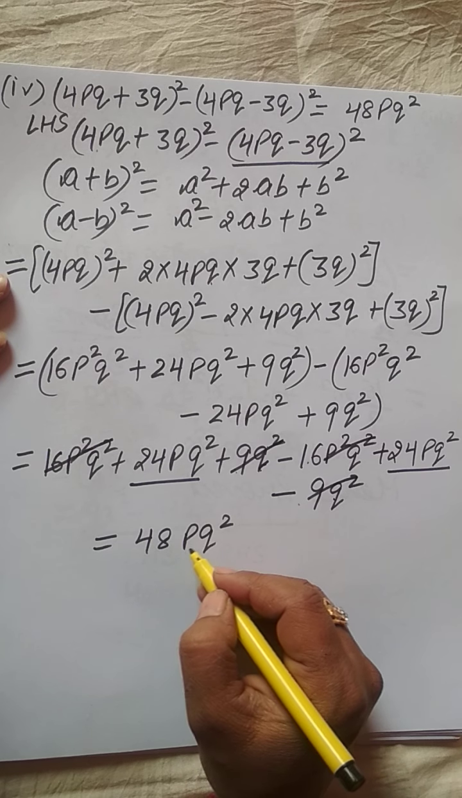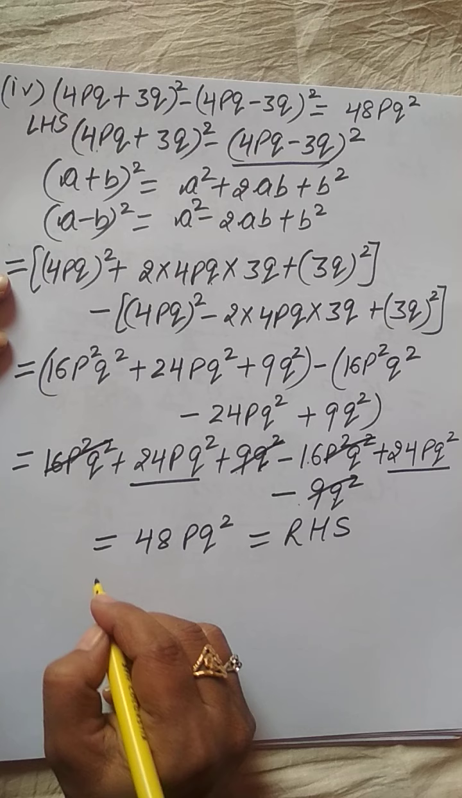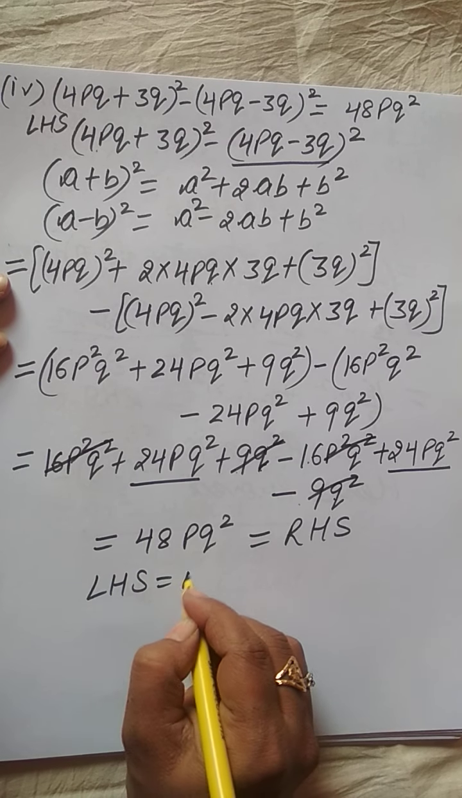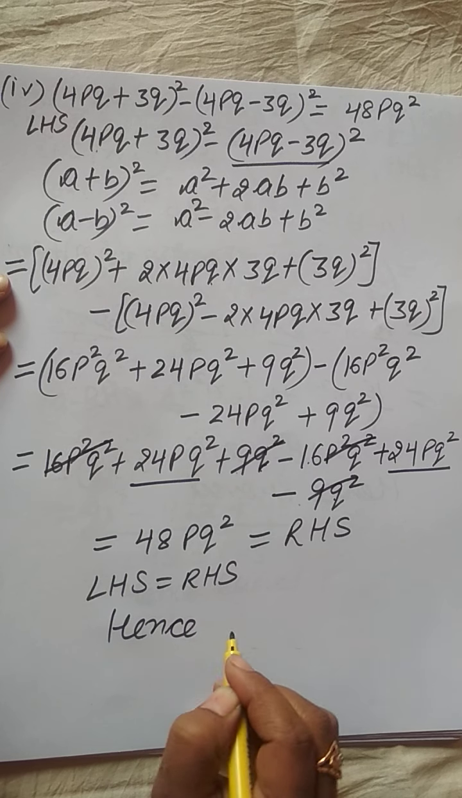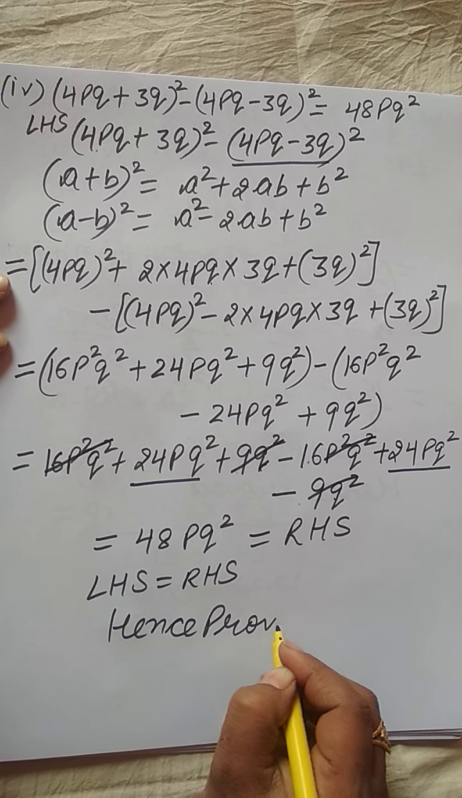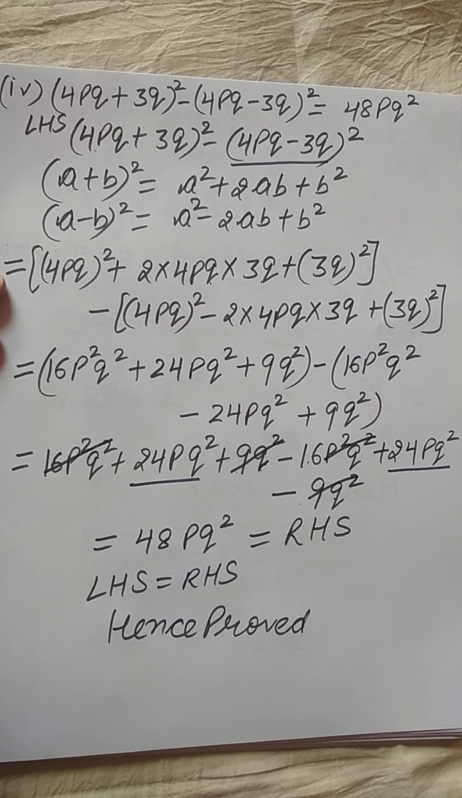So this is 48pq², which is equal to the right hand side. So left hand side is equal to right hand side, hence proved. In this way we will prove the given statements.